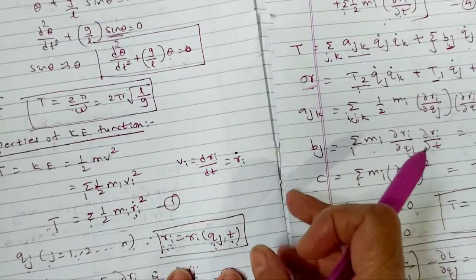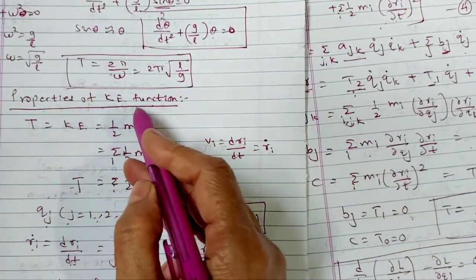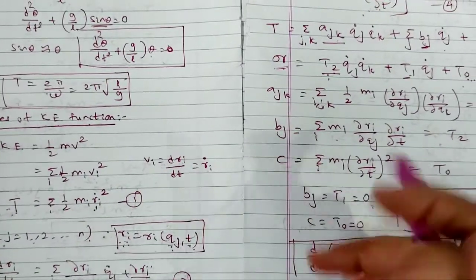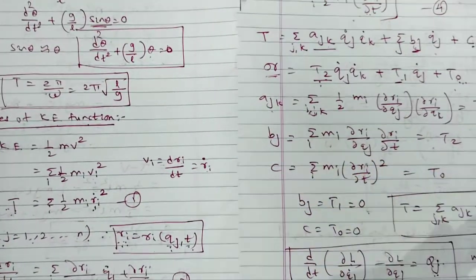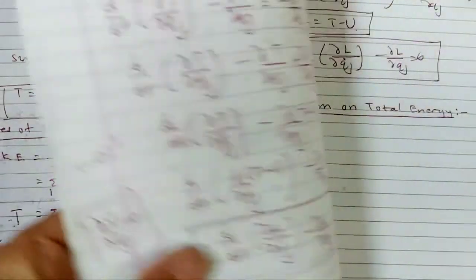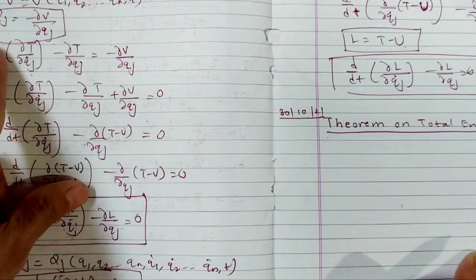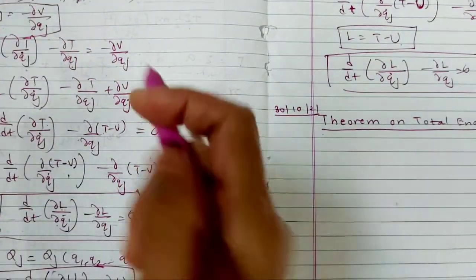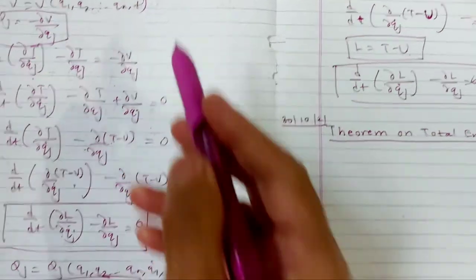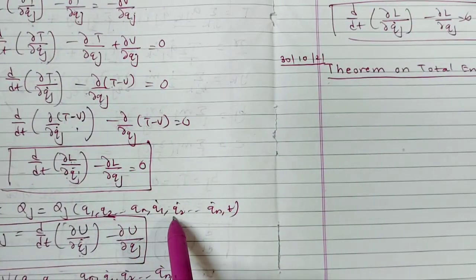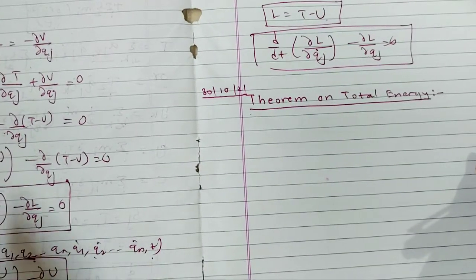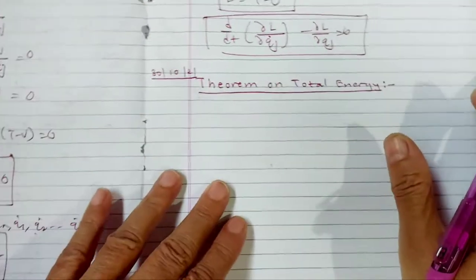Hello students, after completing the properties of kinetic energy function T, where we have got the values of a, g, k, b, j and c, or T2, T1, T0 and so on, where we had studied these two cases for the Qj function, depending on generalized coordinates and T, and then generalized coordinates, generalized velocity and time. Then we'll move towards the next topic, which is the theorem on total energy.